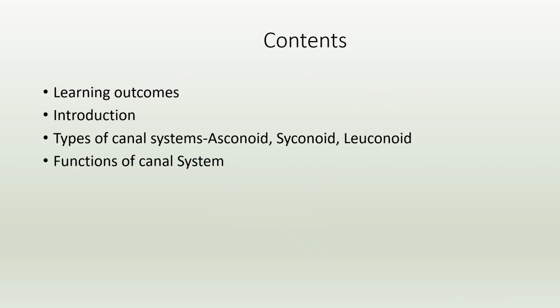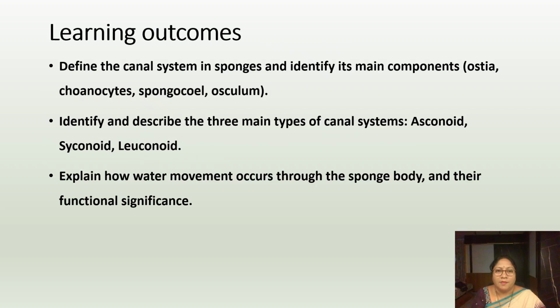Contents: Learning Outcomes, Introduction, Types of Canal Systems, the asconoid, cycnoid and the leuconoid types, and the functions of the canal system. Learning outcomes. By the end of this lesson, students will be able to define the canal system in sponges and identify its main components like ostia, choanocytes, spongocoel, and osculum. Identify and describe the three main types of canal systems, the asconoid, cycnoid, and the leuconoid types. Explain how water currents move through the sponge body and their functional significance.